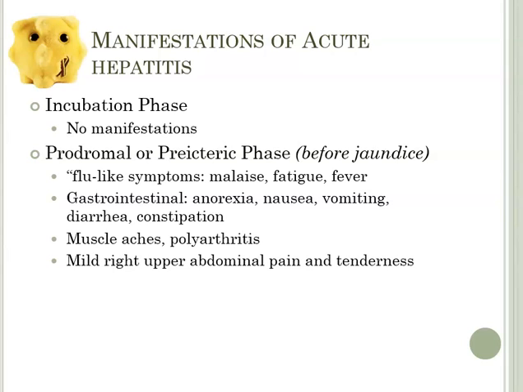So in the prodromal phase, before the jaundice happens, you're going to have flu-like symptoms. So that's going to be your malaise, your fatigue, your fever. Gastrointestinal, they're going to have some weight loss, some nausea, vomiting, diarrhea, possible constipation, but more likely you're going to have the diarrhea. Muscle aches, polyarthritis, and then mild right upper quadrant pain and tenderness. So think about where your liver is located in regards to the pain.